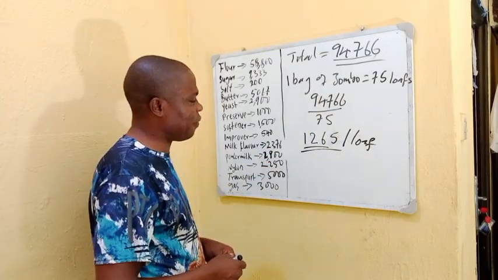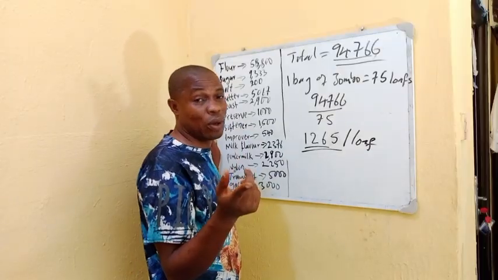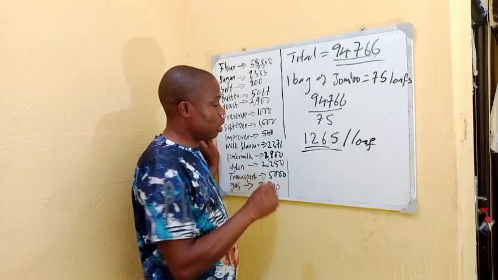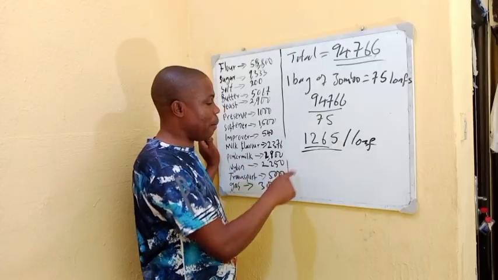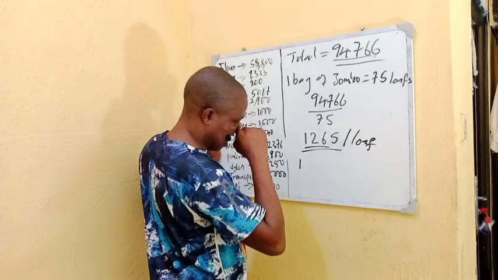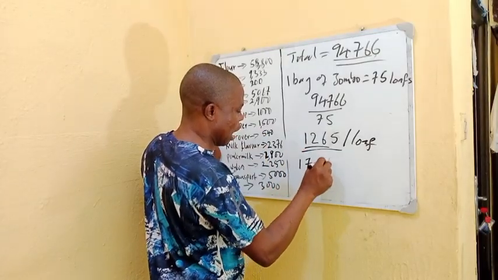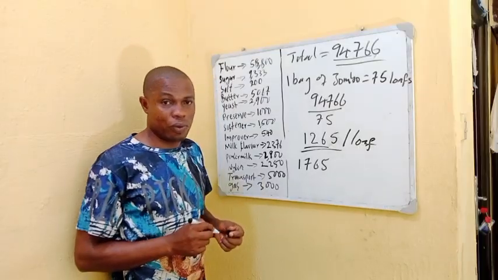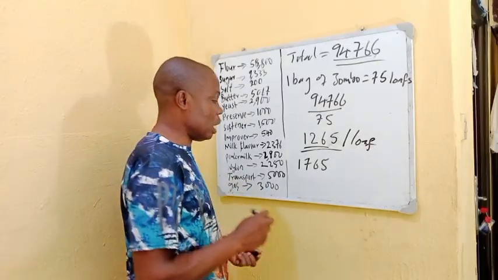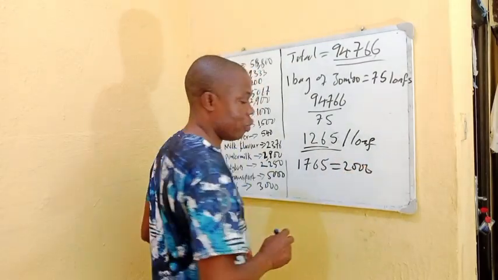So if you add 500 naira as profit, as gross profit, to this amount, it will be about 1,765 naira per loaf. So you are still within the range. You see, that means the retailer may sell about 2,000 naira per loaf.